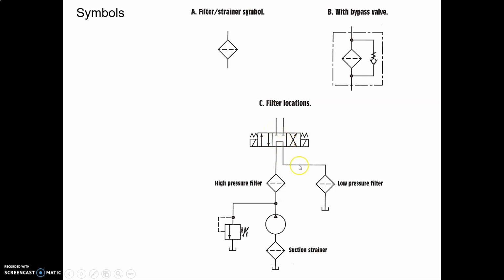Then here's the return line coming back. This is a low pressure line because it's just draining oil back to tank, so that's a filter also. Different kinds of filter media in each of these, different operating pressures, but notice they all use the same symbol, the diamond with a dashed line.